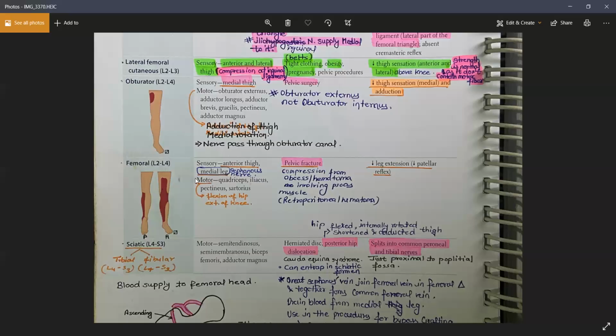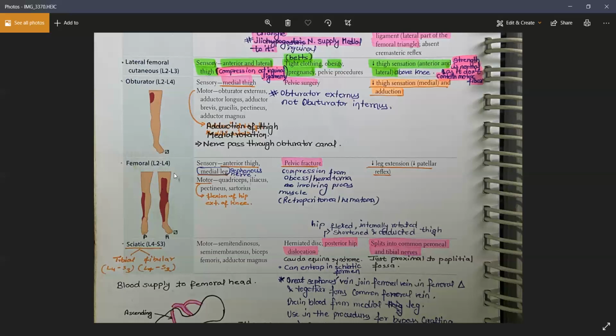For the motor innervation, you have the quadriceps, iliacus, pectineus, and the sartorius. The quadriceps includes the rectus femoris muscle, as well as the vastus lateralis and the vastus medialis. All of these muscles are involved in hip flexion and knee extension.